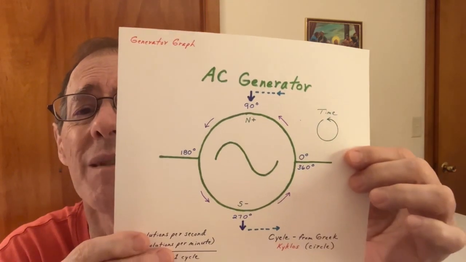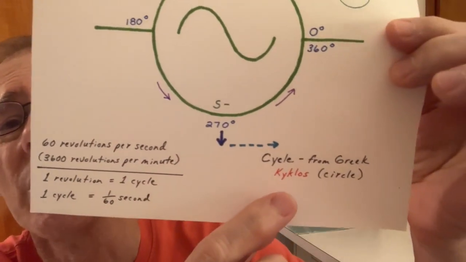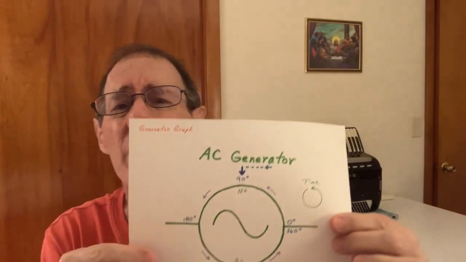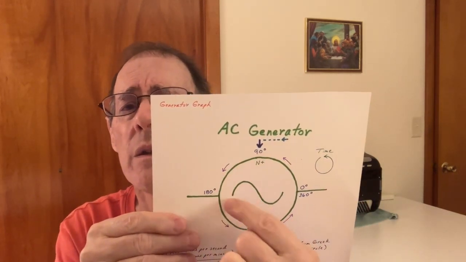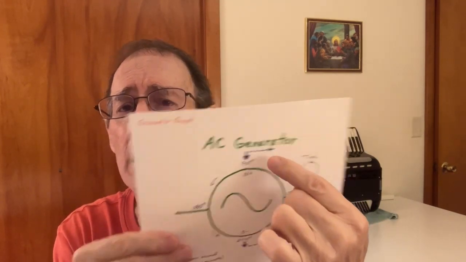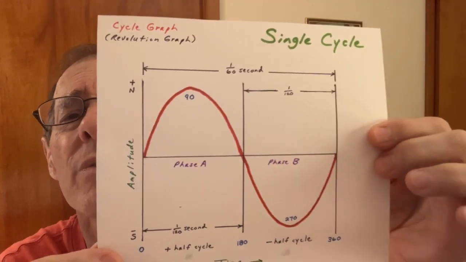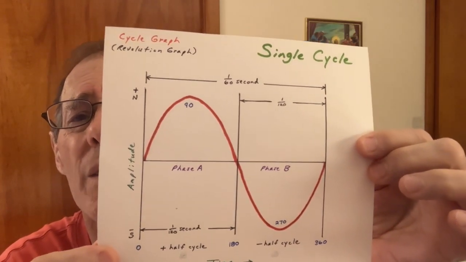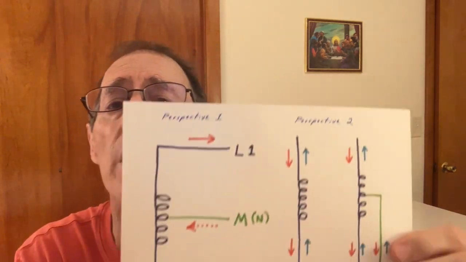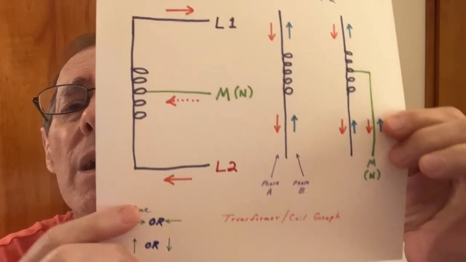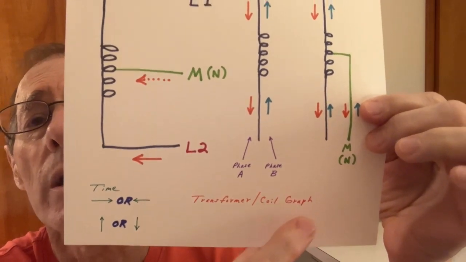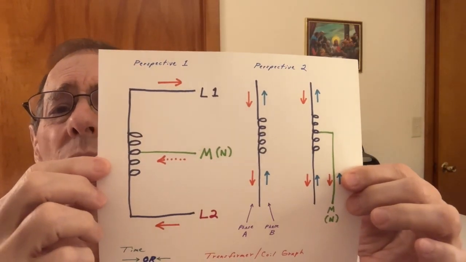So you have your generator, and cycle and circle come from the same word. So you get one full rotation, one circle, one cycle. You can imagine in your mind theoretically that cycle on your cycle graph. I talked about that, right? And then I showed primitive pictures of transformers. This is what I call a transformer or a coil graph. I showed that. We'll talk about that in a minute.